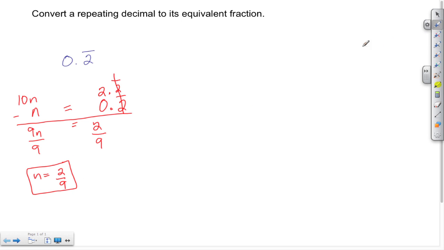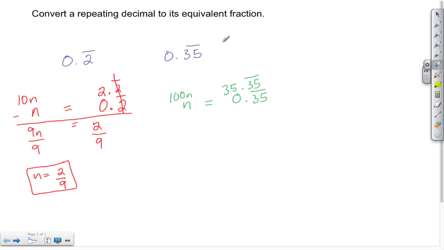Alright, let's do another example. In this example, let's have two place values repeating. So for this one, let's say we have 0.35 repeating. First step, as usual, is to set the original repeating decimal equal to a variable. So n is equal to 0.35 repeating. And because I have two place values repeating, now I'm going to multiply each one of these terms by 100. So now I have 100n, and when I multiply this by 100, I end up with 35.35 repeating.